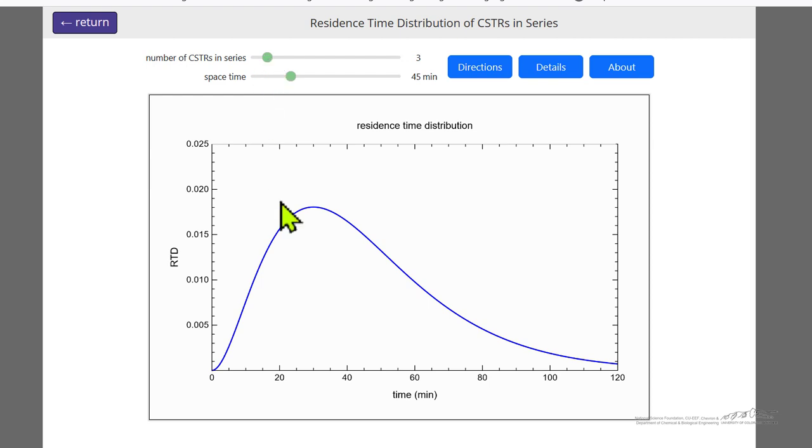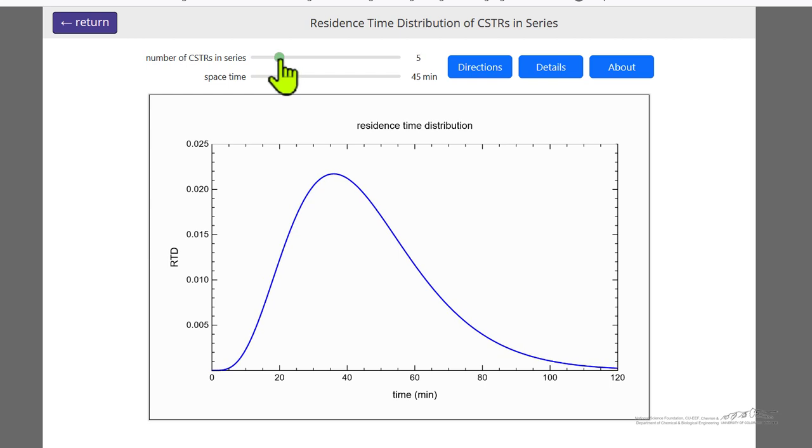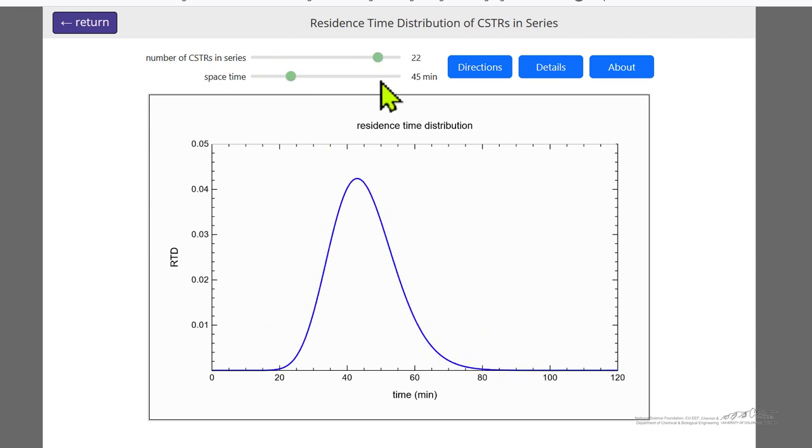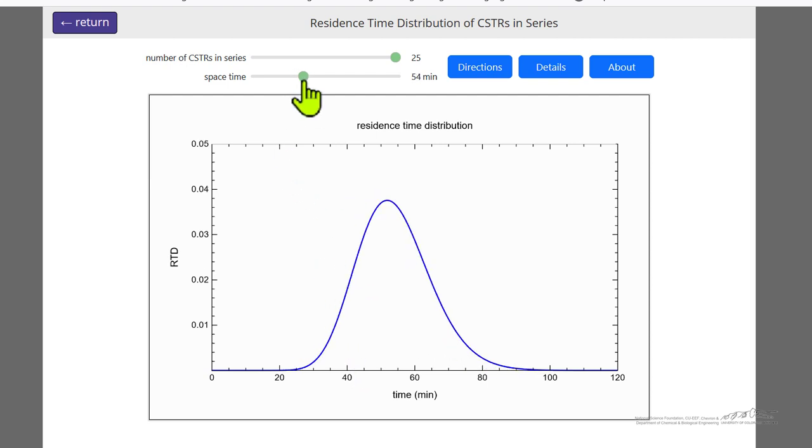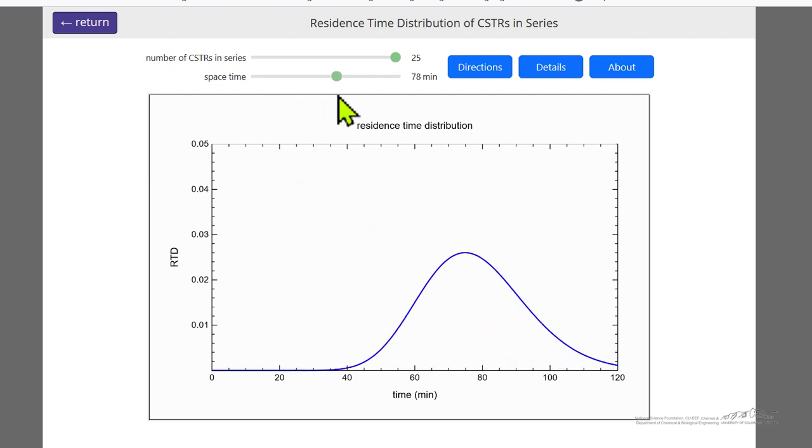But now if we go to 3 CSTRs, there's 0 concentration of that tracer at time 0, because at time 0 nothing has yet gotten to the second CSTR, much less the third CSTR. But it's an asymmetric distribution. Here the space-time is 45, but the maximum is lower. And now as we keep increasing the number of CSTRs, what's happening is the residence time distribution maximum is close to the space-time. And then if we change the space-time, the curve, of course, changes.